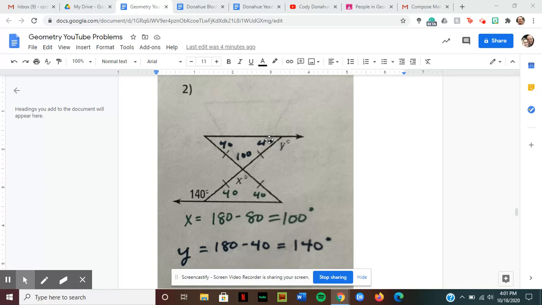So now that I know this is 40, I can subtract 40 from 180 to get my y, because this 40 and this y make a linear pair, just like down here. So I get that this y is equal to 140 degrees.